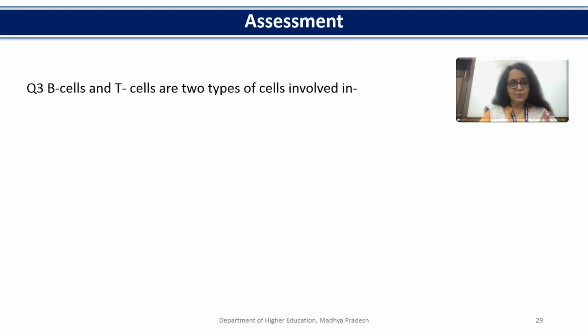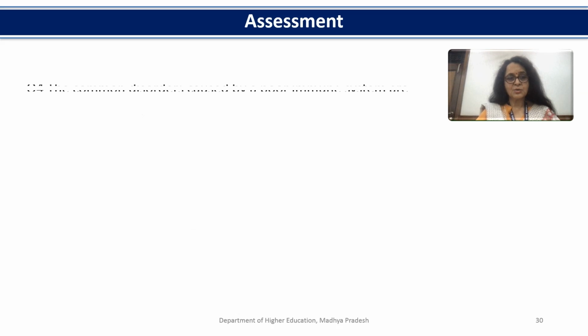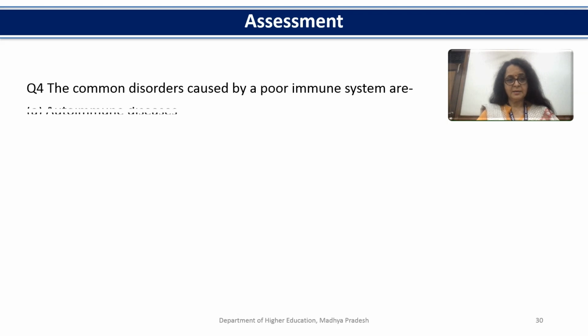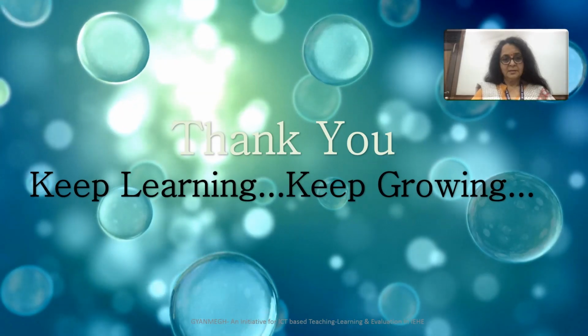In the third question, I have asked, B cells and T cells are two types of cells involved in innate immunity, active immunity, passive immunity, acquired immunity, and the right answer is acquired immunity. The last question is, the common disorders caused by a poor immune system are autoimmune diseases, deficiency diseases, epidemic diseases, liver diseases, and the right answer is epidemic diseases.